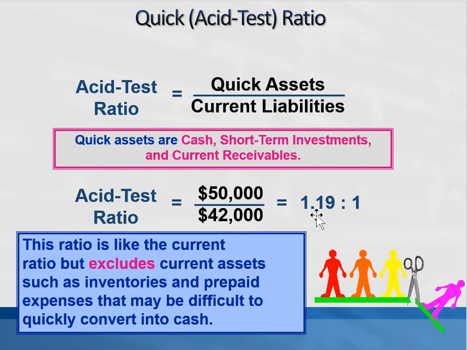So that means they have $1.19 in quick assets, those that can be quickly converted into cash, for every dollar in current liabilities. And the ratio we look for here is going to be a 1-to-1 ratio. So $1 in quick assets to every dollar in current liabilities.